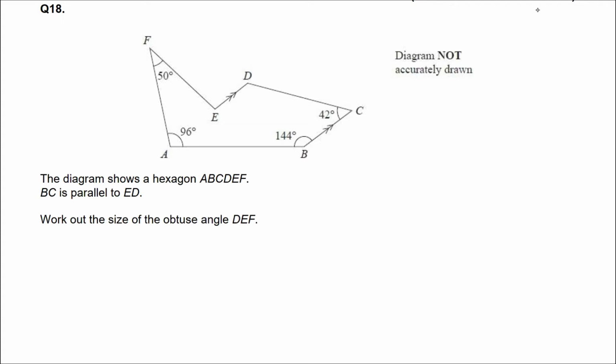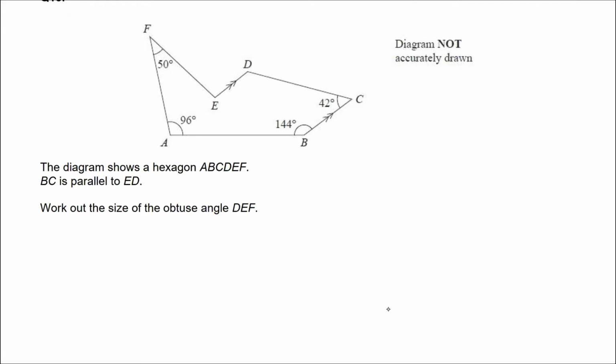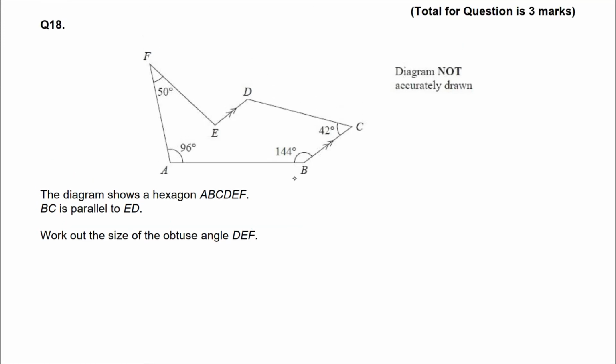In this question, we have a hexagon, and we are informed that BC is parallel to ED. Work out the size of the obtuse angle DEF. Okay, so basically what we need to do here is first of all find this angle here.